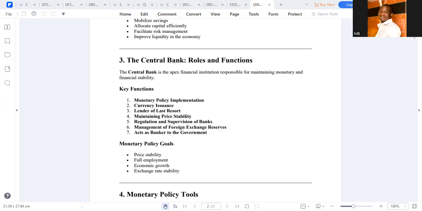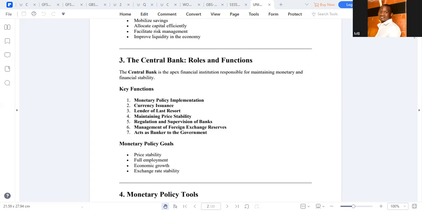Okay, the other function of the central bank is that of maintaining price stability. So the central bank will keep inflation under control using the OMO system. It ensures that there's price stability and a stable environment to encourage what? Investment. So a central bank also has a function of regulation and supervision of banks. So it has to monitor and regulate commercial banks and other financial institutions to ensure that they operate in a very safe manner and they also protect depositors' interests.